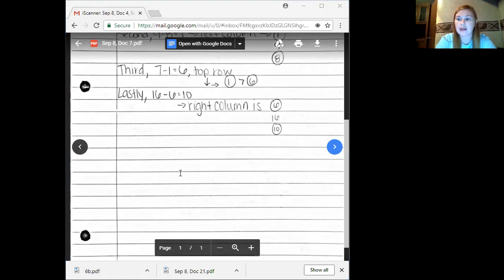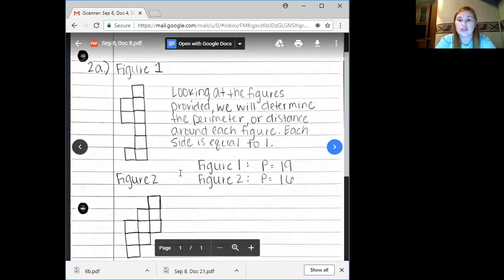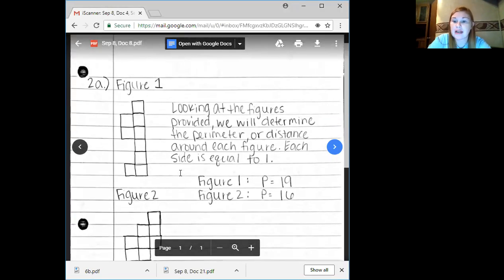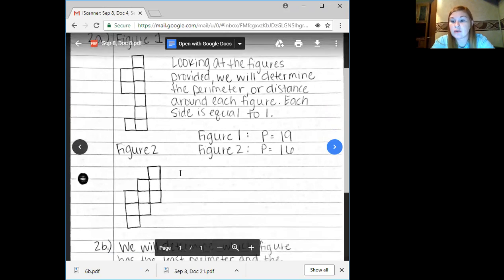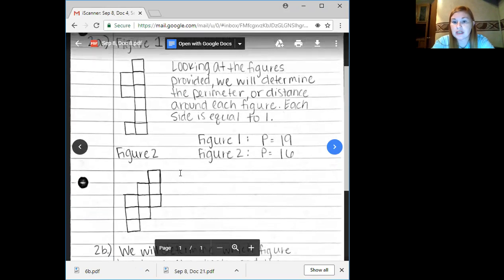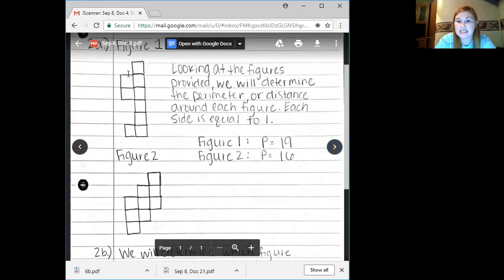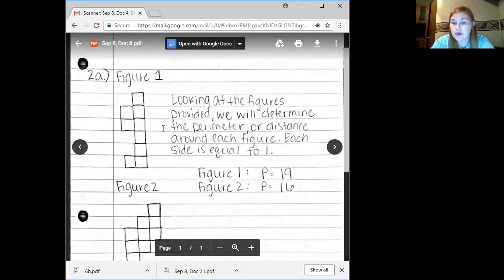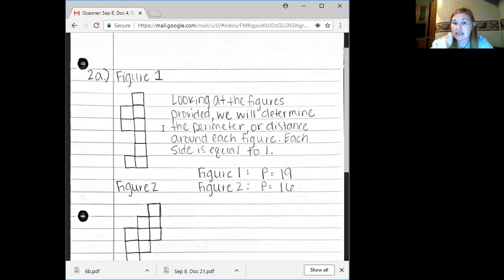Next, we're going to look at number 2, which says to look at the figures provided and determine the perimeter, or the distance around each figure. Each side is equal to 1. So for figure 1, we're going to count around each side. So it'd be 1, 2, 3, 4, and so on. So if we look at that, figure 1 is going to be 19. It takes 19 to get all the way around the figure.